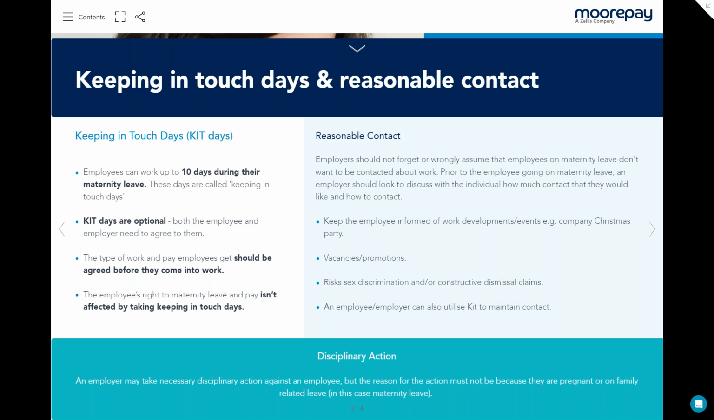Now, they're optional. An employee cannot say, I am working 10 days if you don't need them. Maybe you've got somebody covering them, you can't afford the expense of paying your lady off on maternity leave or person off on maternity leave, and the individual covering them. So it's got to be agreed between both parties.